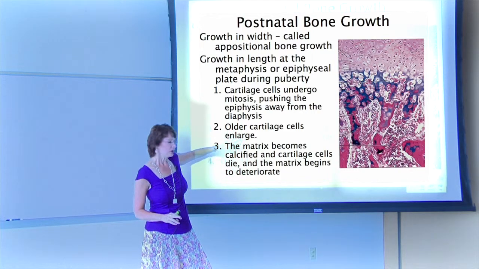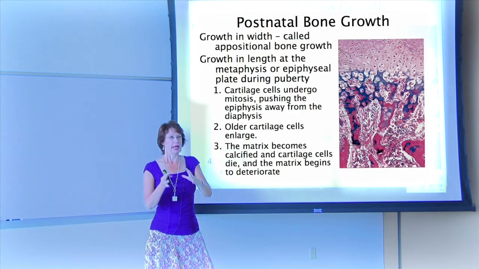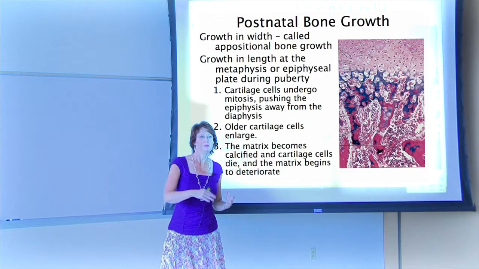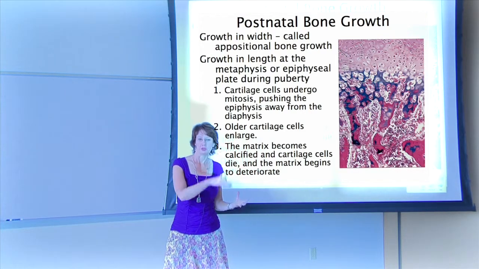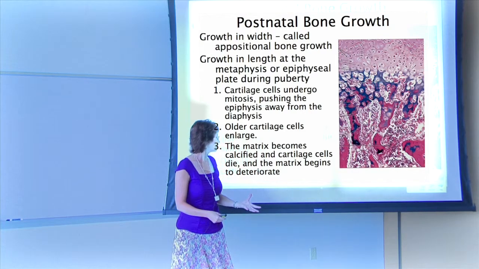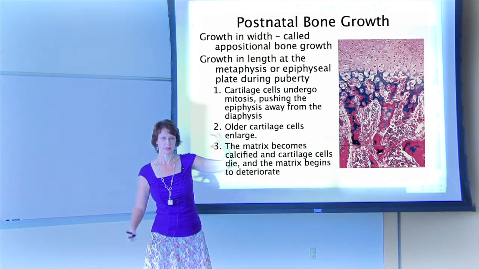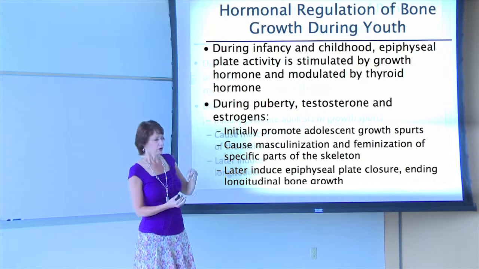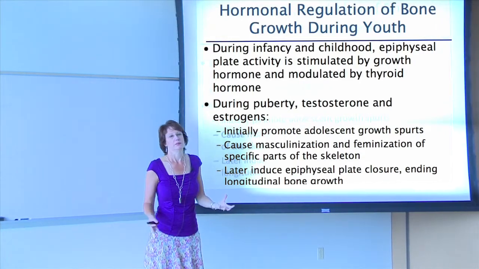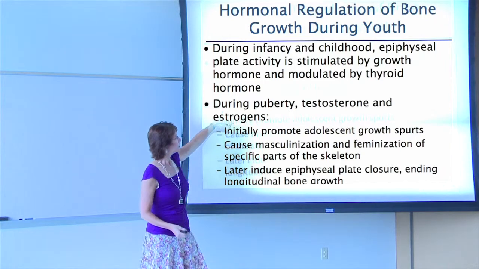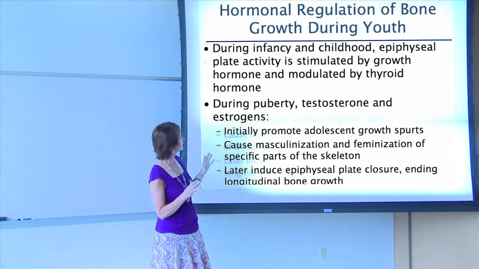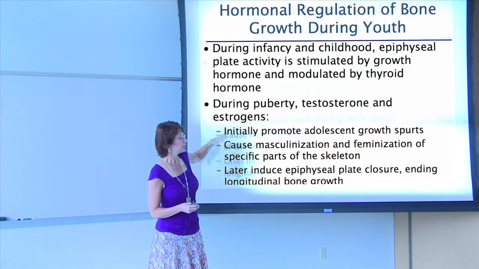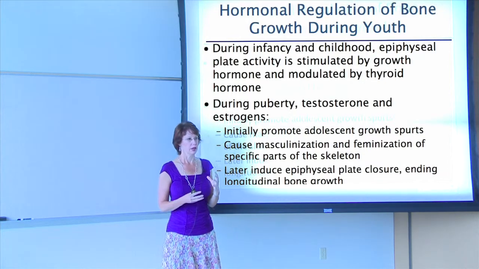So then the cartilage cells die off, and that cartilage that's been expanded gets replaced with bone by the process of osteoblasts building more bone that we just talked about. So that's how bones get longer. This is regulated early on, like after birth, even probably before birth, by primarily growth hormone, and it's modulated by thyroid hormone. So the growth hormone and thyroid hormone are really important prior to puberty.